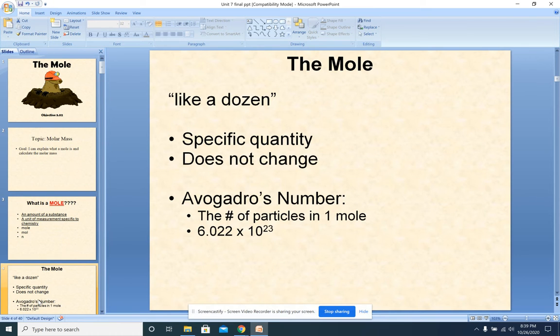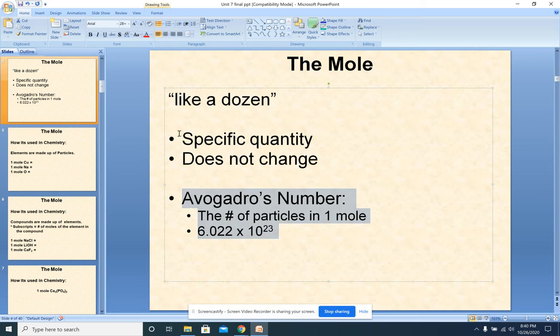Okay, the mole is like a dozen. So we've already talked about how a dozen is 12. Well, the mole is also a very specific number and does not change. It is Avogadro's number, which is the number of particles in 1 mole, and that is 6.02 times 10 to the 23rd. So every time I have 1 mole of something, I have 6.02 times 10 to the 23rd particles.